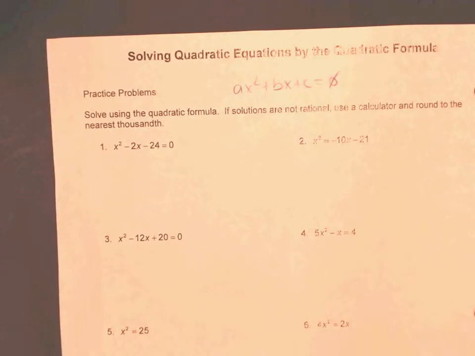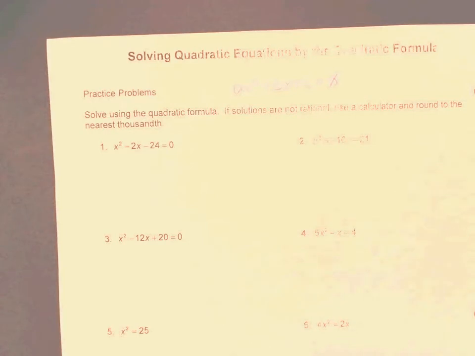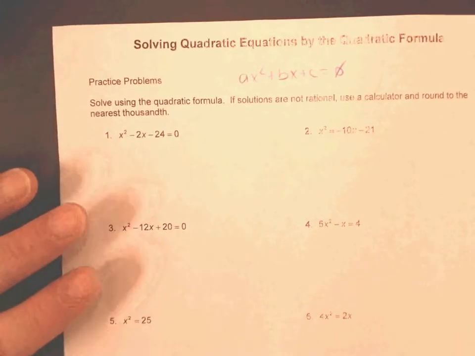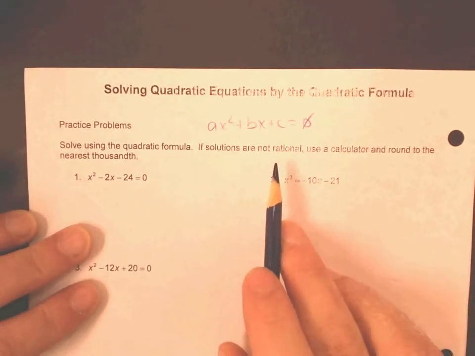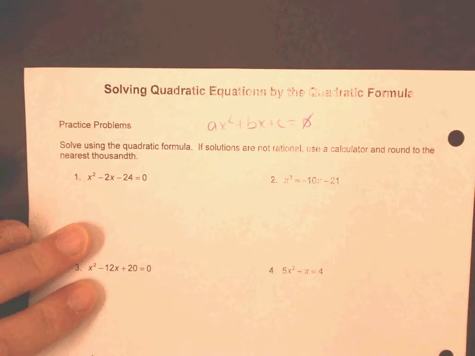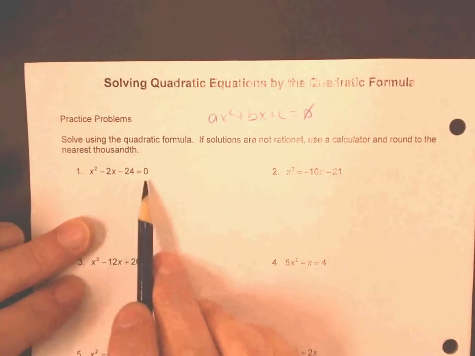We're going to go over the quadratic formula and how to use it to solve for x-intercepts of a quadratic equation. What we're going to start out doing is looking at the formulas to make sure they're in the proper form. Quadratic equations have to be in the form of ax squared plus bx plus c equals 0 in order to use the quadratic formula. If you look at number 1, it is in the proper format.